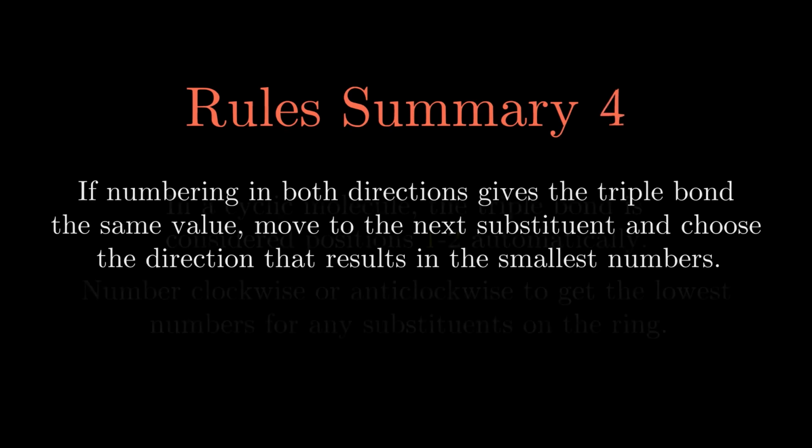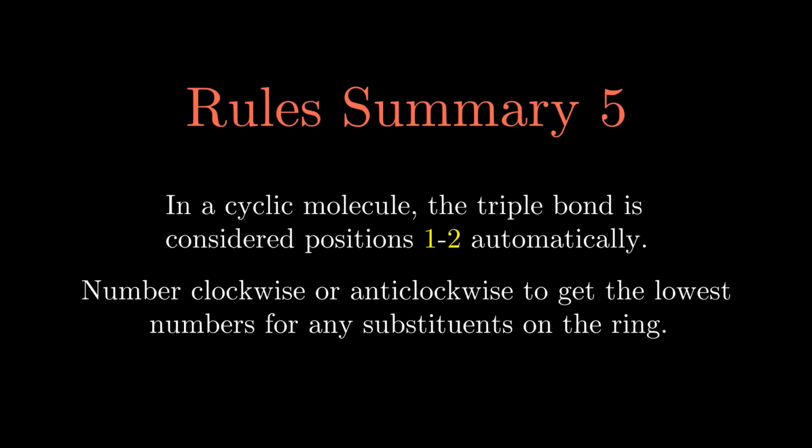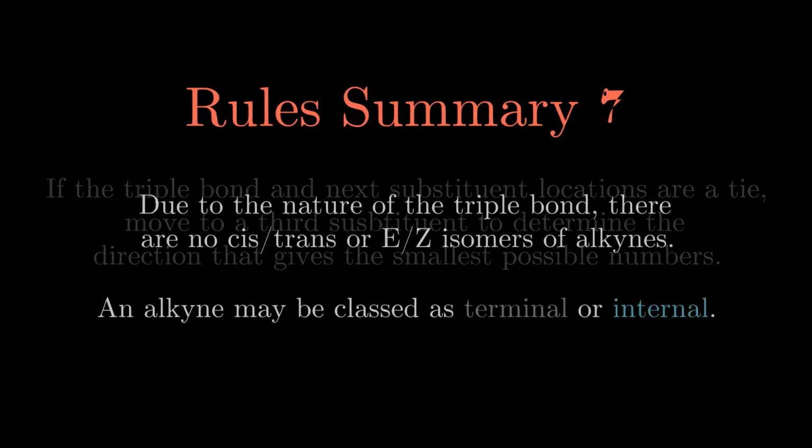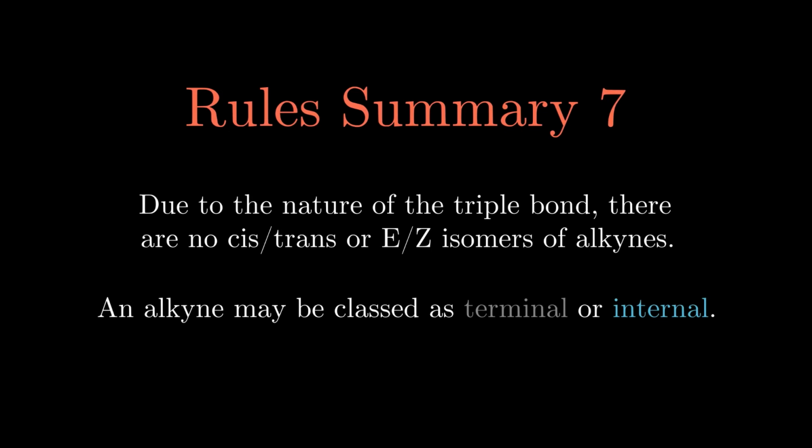In a cyclic molecule, the triple bond is considered position 1, 2 automatically. Then number clockwise or anti-clockwise to determine the direction that gives the lowest numbers for any substituents. If the triple bond and the next substituent is a tie, move to a third substituent in order to determine the direction that gives the smallest possible set of numbers. Finally, due to the nature of the triple bond, there are no cis-trans or E/Z isomers, but they may be classed as terminal or internal.